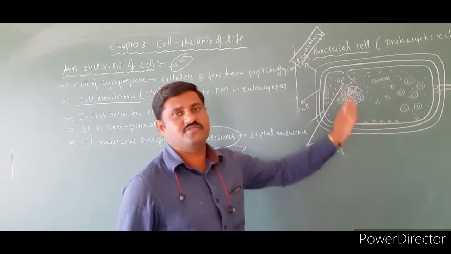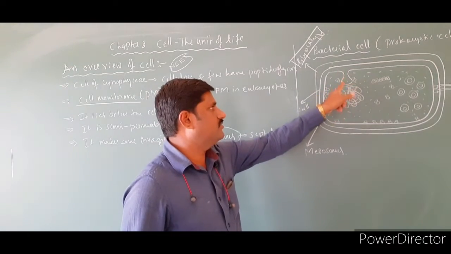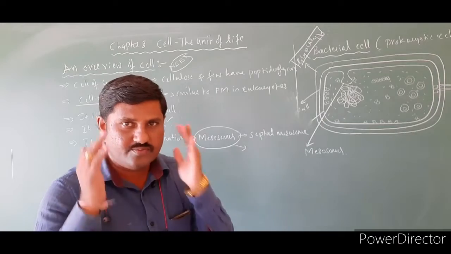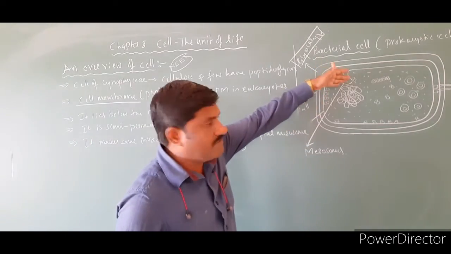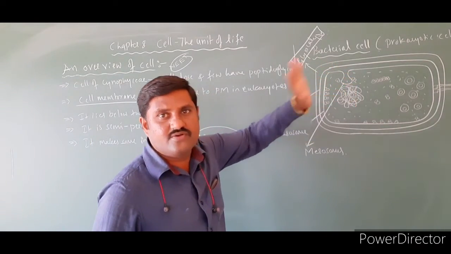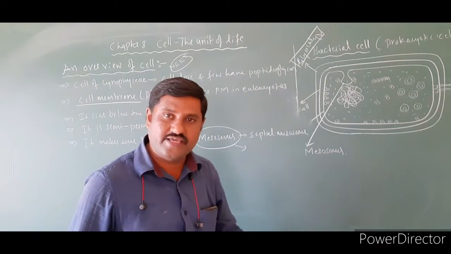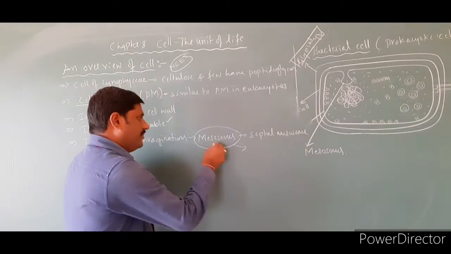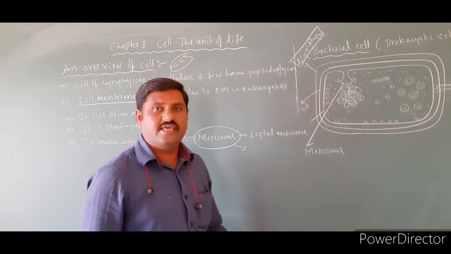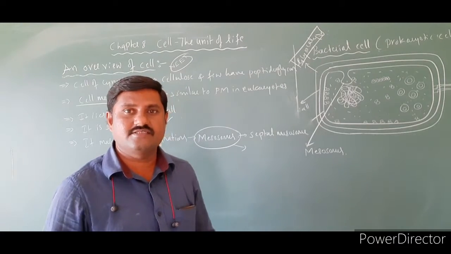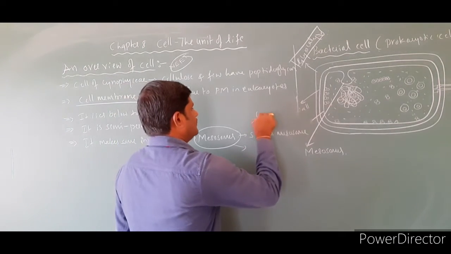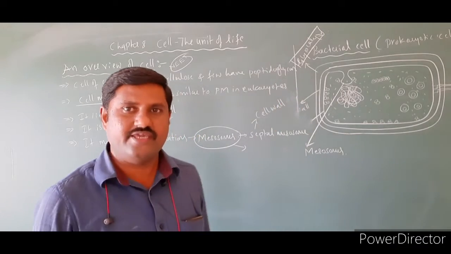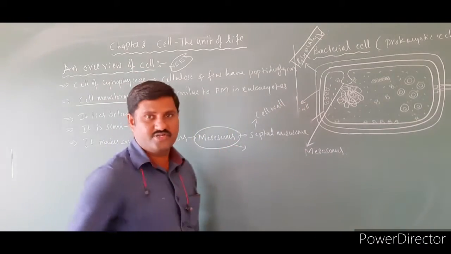One of the mesosomes is very near to the nucleoid, right? So one more thing you must remember, one of the mesosomes is nearer to the nucleoid. That helps in duplication of DNA during bacterial cell division, right? So septal mesosomes help in making the cell wall, right? This is a very important point.